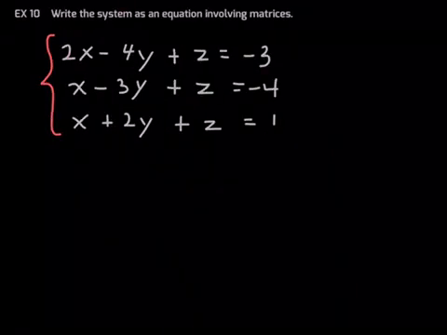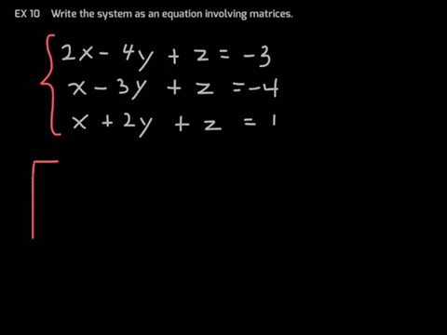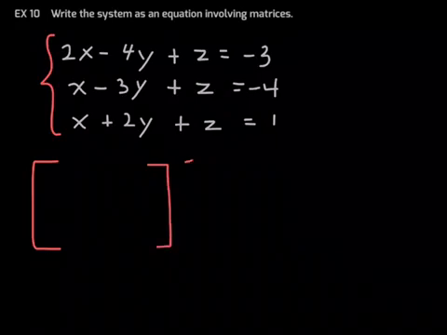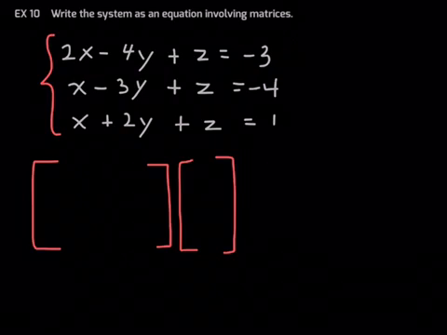Look at this system. Write this system as an equation involving matrices. All right, cool. So let's do it. So you're going to have your variable coefficient matrix. So coefficient matrix here. You're going to have your variable matrix. There's 3 variables. And this will all be equal to your constants. And you got 3 constants.